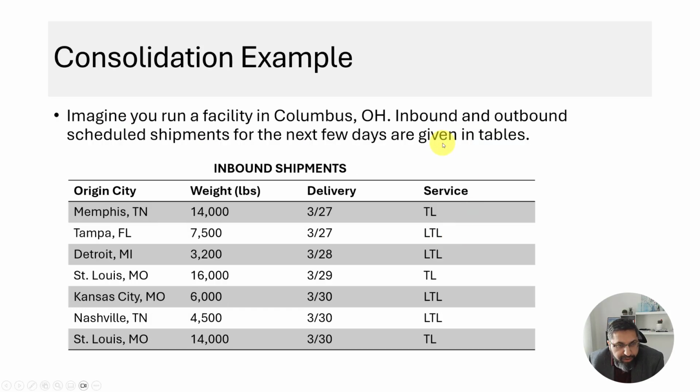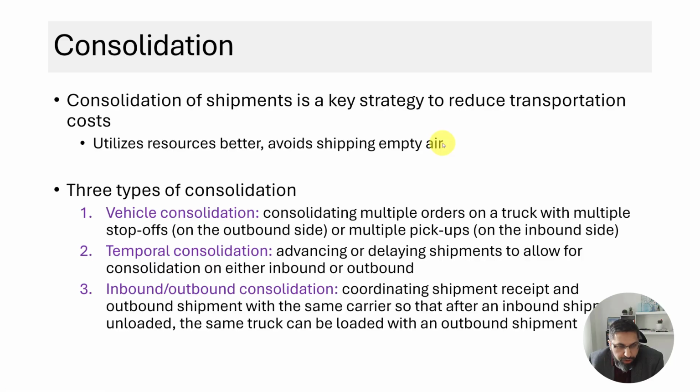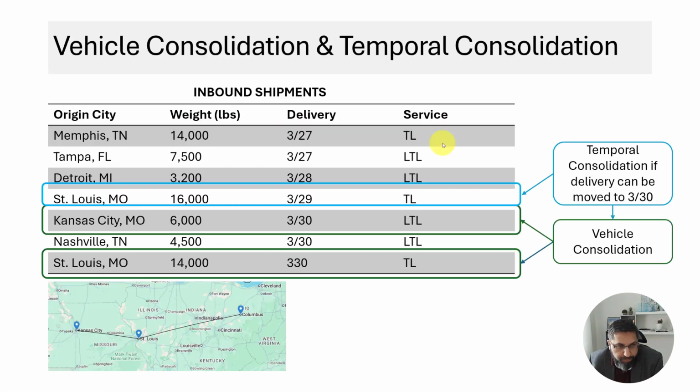And so now we're going to try to identify all these three types of consolidation. We're going to identify vehicle, temporal, and inbound, outbound consolidation using this data. So let's start with vehicle consolidation. We have two shipments coming in from St. Louis, Missouri, and Kansas City, Missouri, both arriving on 30th March, 3/30. So these shipments are coming on 30th of March. If you look at the map, St. Louis is kind of on the way.